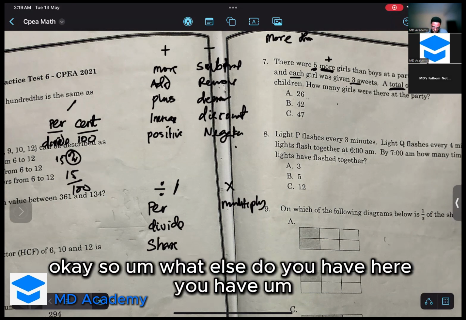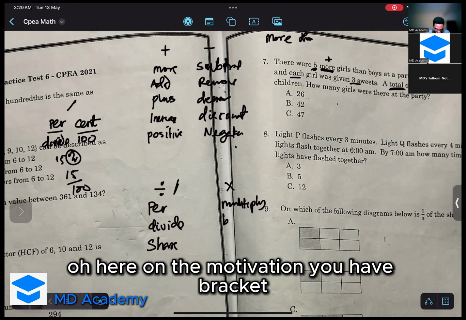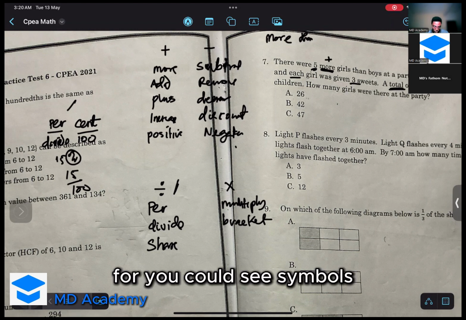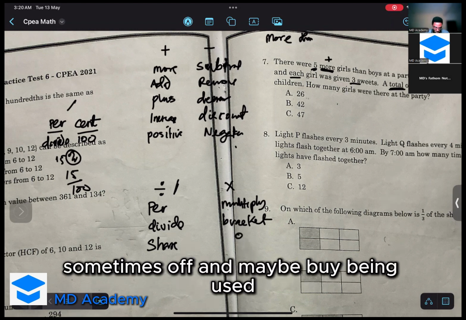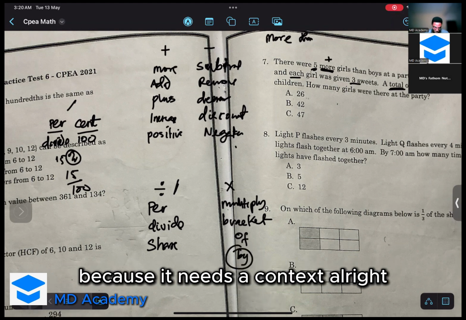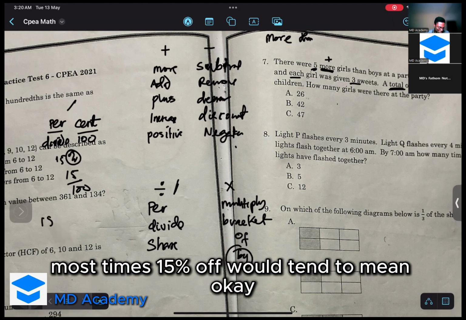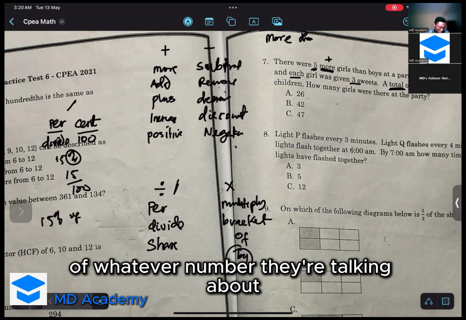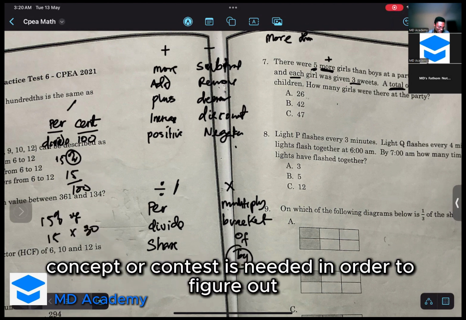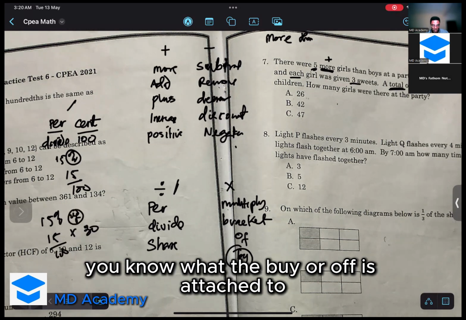Okay, so what else do you have here? On the multiplication you have bracket. You have bracket as well. What else do we have? You could see symbols, you could see words. Sometimes 'off' and maybe 'by' are used, but I put this in bracket because it needs a context. When we say 15% off, most times it would tend to mean, of whatever number they're talking about, you probably would have to multiply with that number. But of course, context is needed in order to figure out what the 'by' or 'off' is attached to.